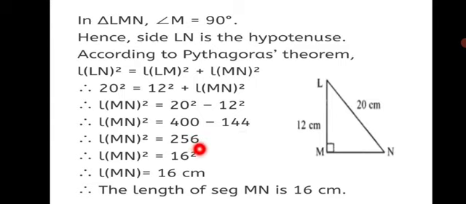We know that 256 is the square of 16. 16 square is 256. So length MN square is equal to 16 square. Taking the square root, we can find out that length MN is equal to 16 centimeter. Therefore, the length of seg MN is equal to 16 centimeter.